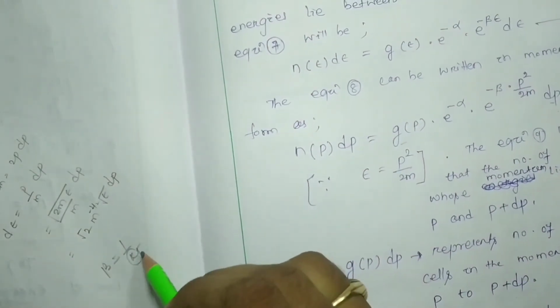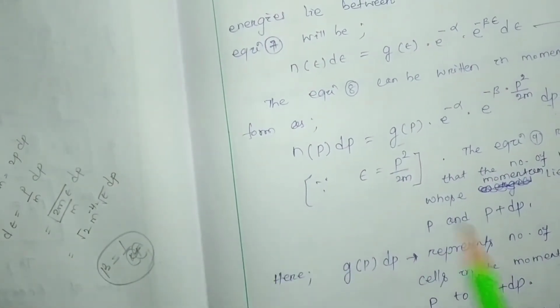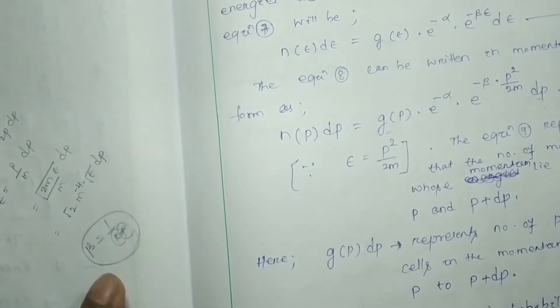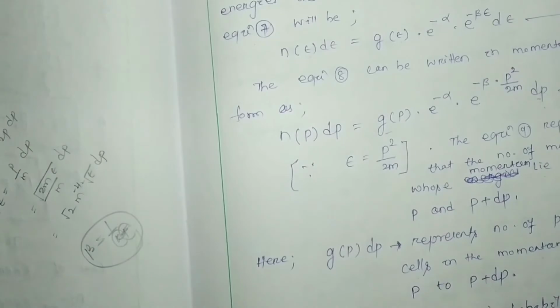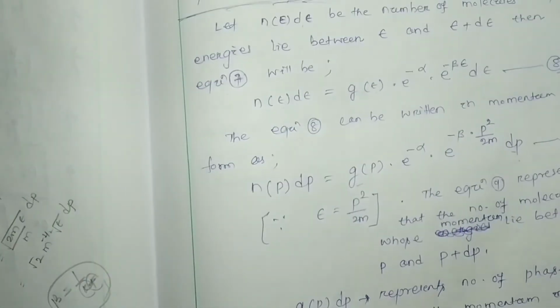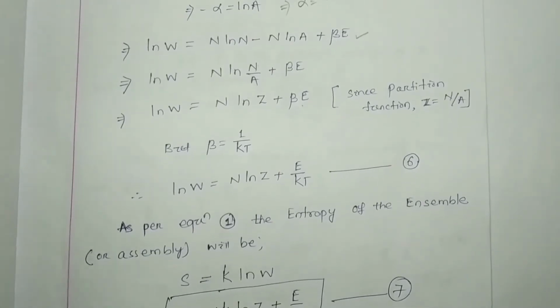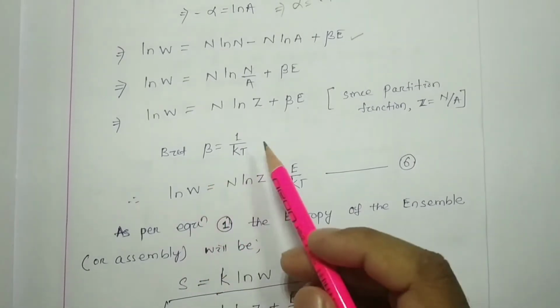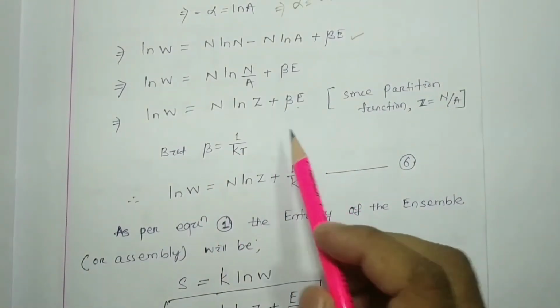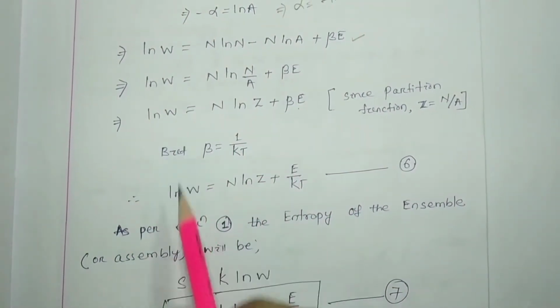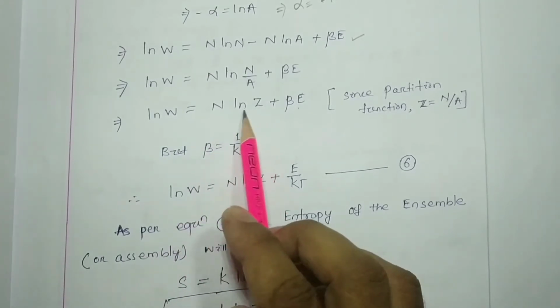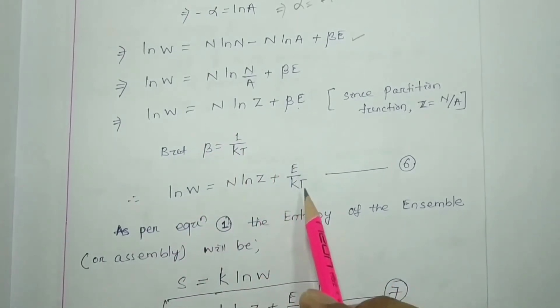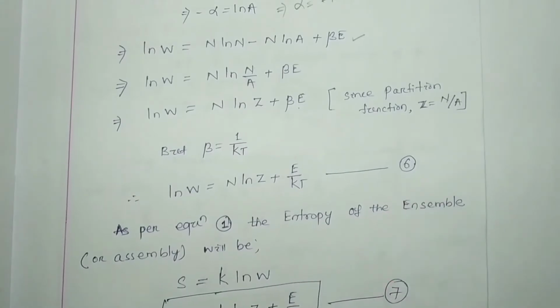K is Boltzmann constant, T is absolute temperature. But here there is no need to derive this; we only have to use the beta value. So beta will be 1 by kT. So we found ln W equal to N ln z plus E by kT. Let this be equation number 6.